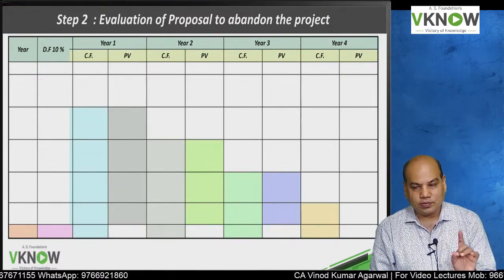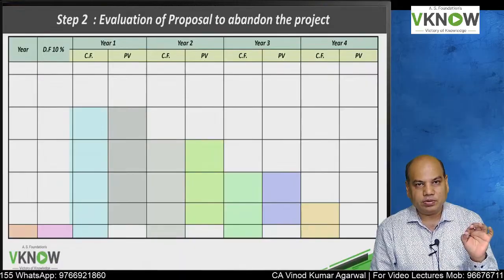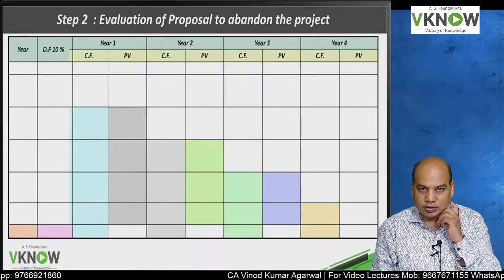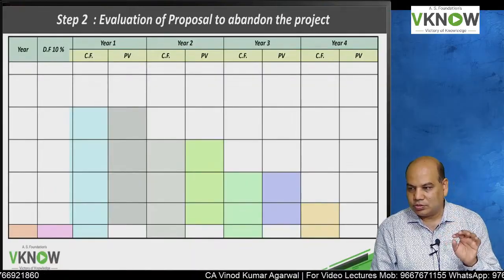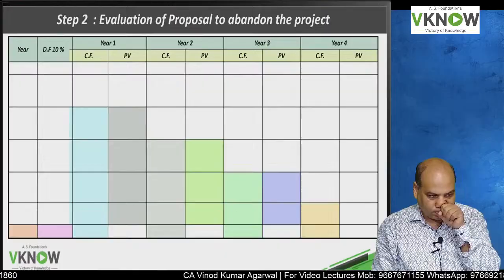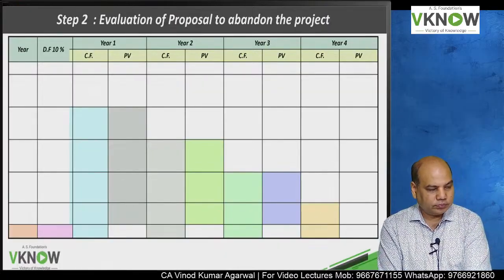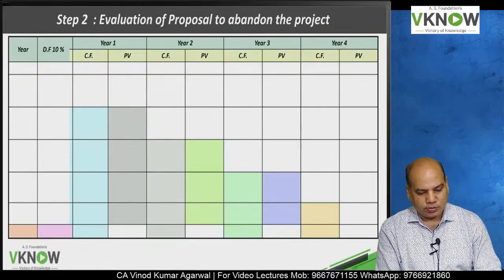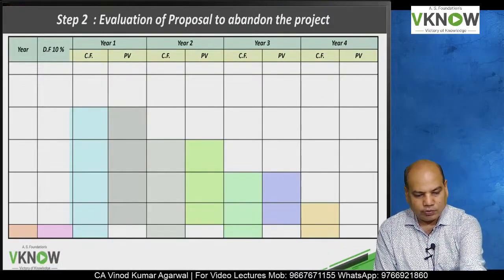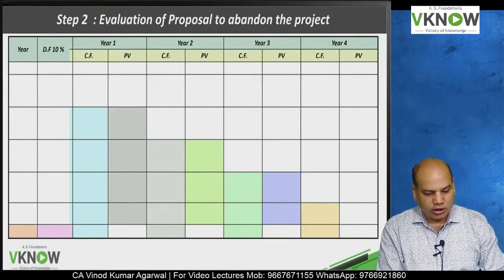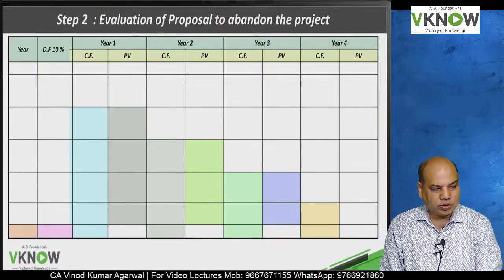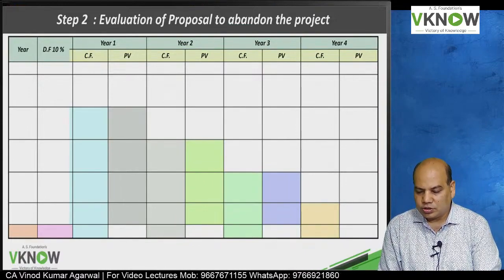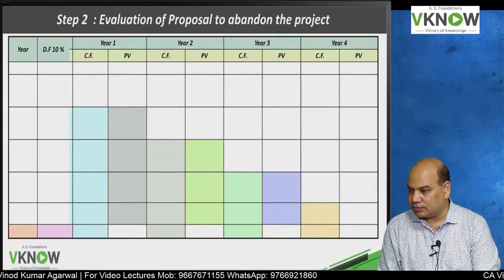This is one way to solve. Wherever my NPV will be maximum, in that year we are going to abandon. Very easy, only have to solve 4 times. Draw this table first. First write down step number 2, evaluation of the proposal to abandon the project.